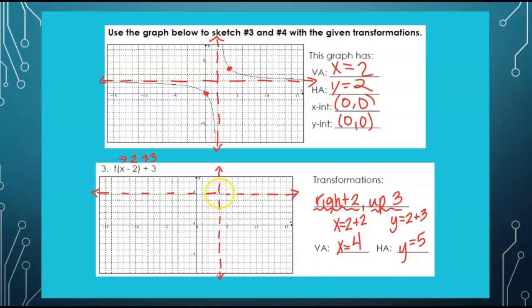So here, how should I move to get the top part of the hyperbola? From the intersection, 2 over, 2 up. So here's this part of the hyperbola. And then how do I get to the bottom part? Right 2. No, left. Left 2, down 2. Here's the bottom part of the hyperbola. Pretty nice, huh?